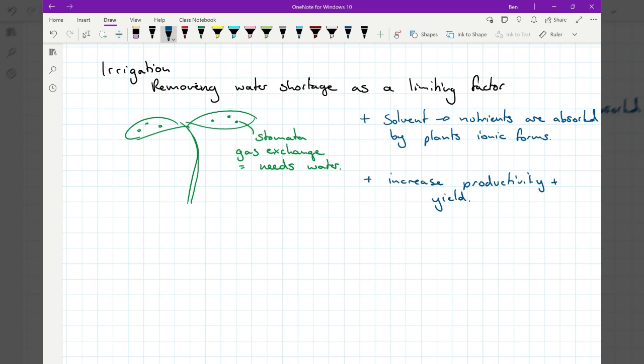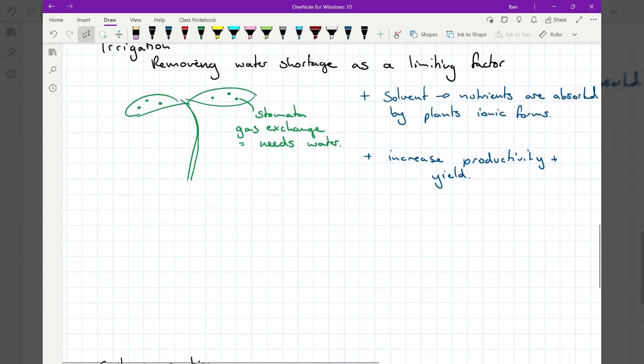Now this is great and it sounds fantastic. It's really useful for growing stuff in hot, sunny countries, which water is the only limiting factor. There's plenty of sunlight, nice temperatures for growth, but not enough water. However, there are some downsides, and one of the main ones is salinization.